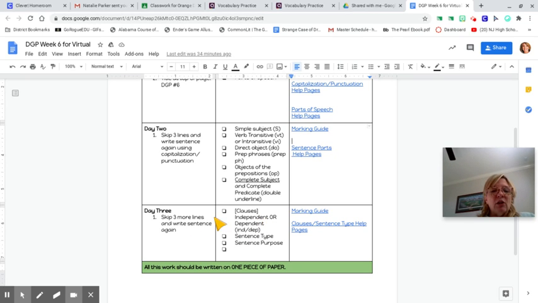Then you're going to mark the clauses in this third sentence with brackets. Label whether it's an independent clause or a dependent clause. Remember, if you can't tell the difference between that, you can always go here to your help pages. That explains everything you need to know about clauses, sentence type, and sentence purpose. Once you've marked your sentence type and labeled your sentence purpose, you are ready to turn in your paper. So just take a picture of it and add it to this assignment post.